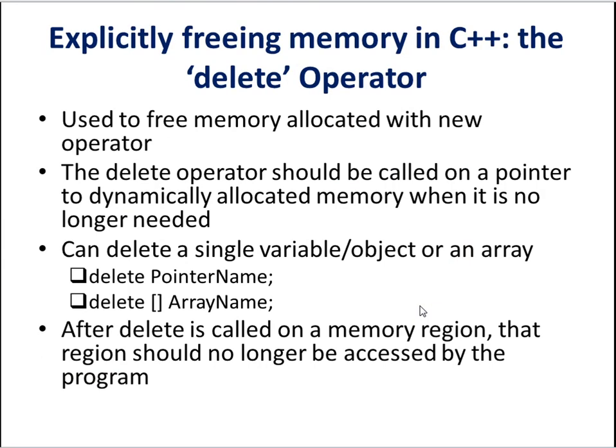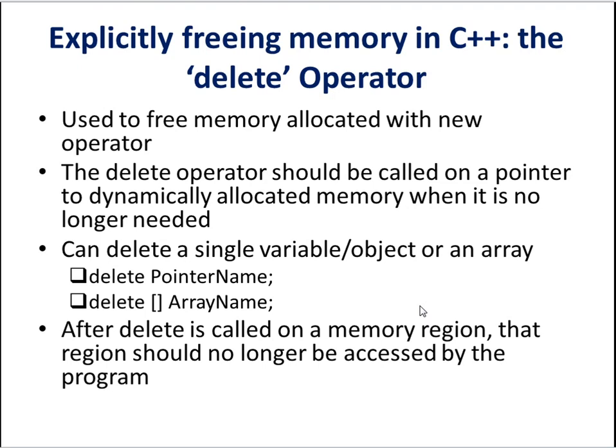Then explicitly freeing the memory in C++: the delete operator is used to free memory allocated with the new operator. Whatever memory is allocated by the new operator, using delete we are going to free that memory. The delete operator should be called on a pointer to dynamically allocated memory; it only deletes dynamically allocated memory, not statically allocated memory. When the dynamic memory is no longer needed in a program, we can delete or free that memory.